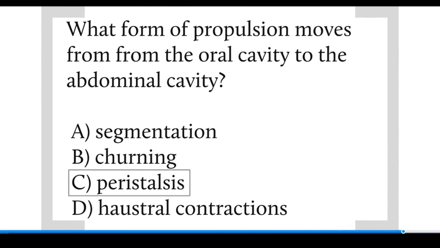In swallowing, food moves from the oral cavity down to the abdominal cavity, namely the stomach, through mostly the process of peristalsis. Now, these other terms here will come across in other parts of the digestive tract, and they have a peristaltic aspect to them, but they're not purely peristalsis, and that's what's happening in the esophagus during swallowing.